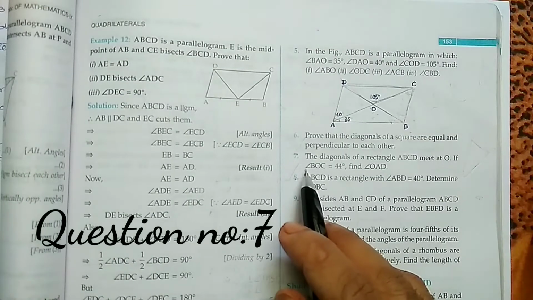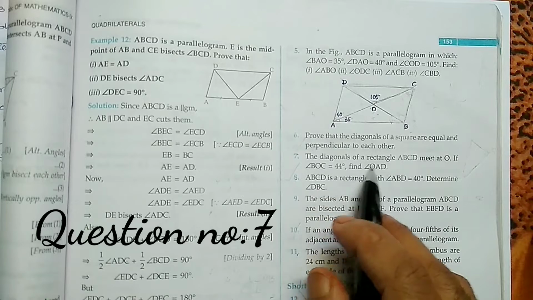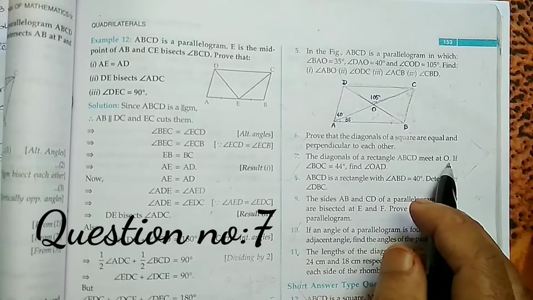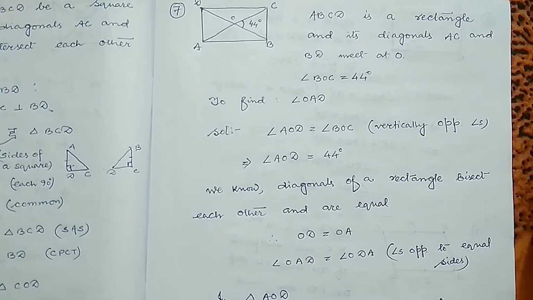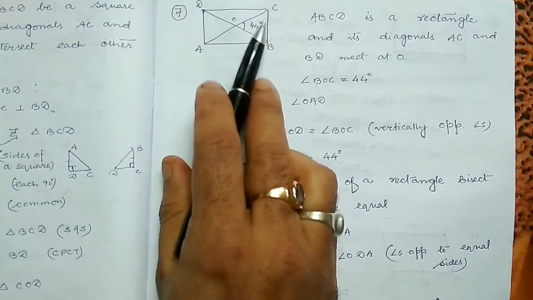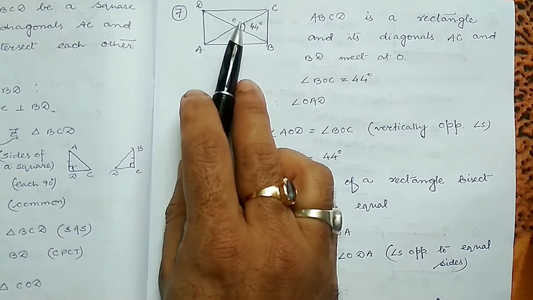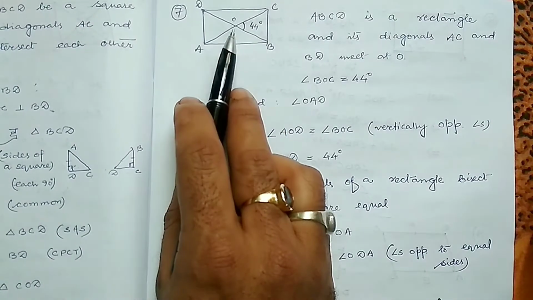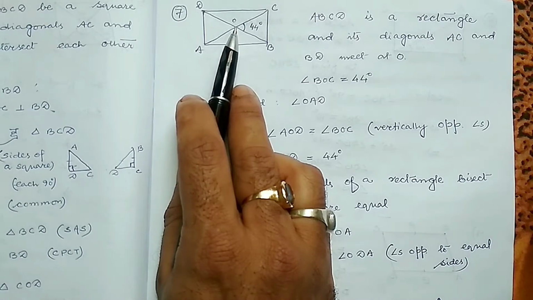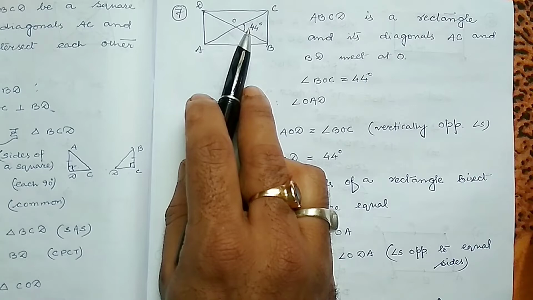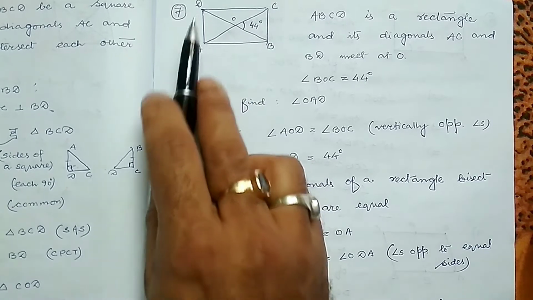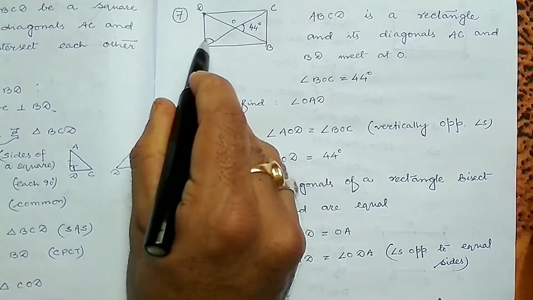Question number 7. It is given that the diagonals of a rectangle ABCD meet at O. If angle BOC is 44, we are to find angle OAD. So I have drawn the figure ABCD. Let this be the rectangle in which diagonals AC and BD intersect each other at O, and angle BOC equals 44. We are to find angle OAD. This angle we need to calculate.